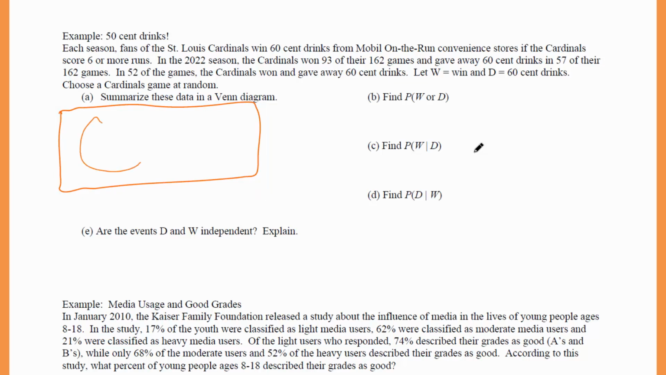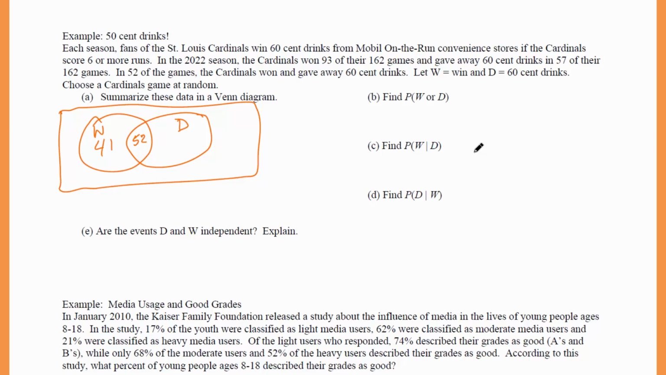We have wins. We have 60-cent drinks because they scored 6 or more runs. We know that in 52 of the games, they won and gave away 60-cent drinks. So 52 goes in the intersection. They won 93 of their 162 games. So the rest of the win circle is 93 minus 52. The whole win circle is 93. If you subtract off that intersection, then the rest of this is 41.